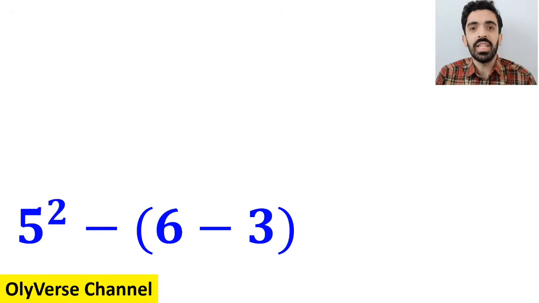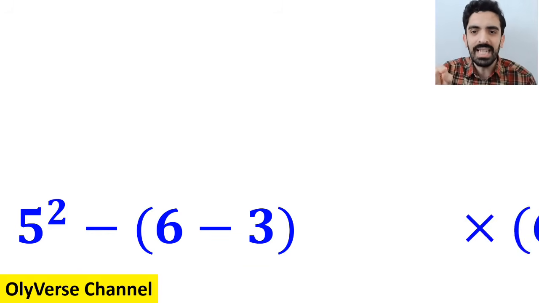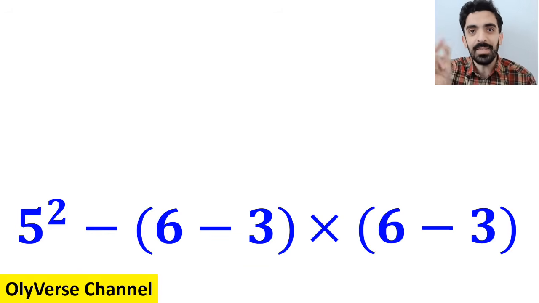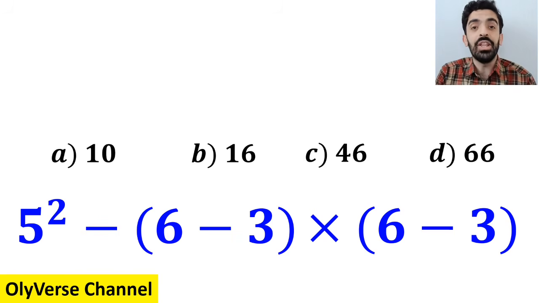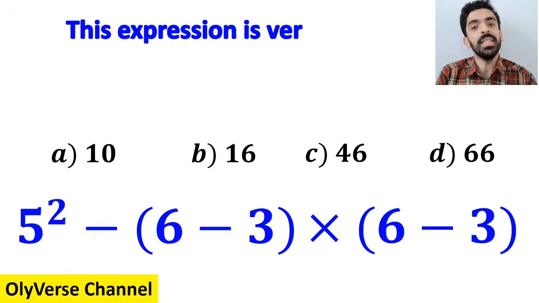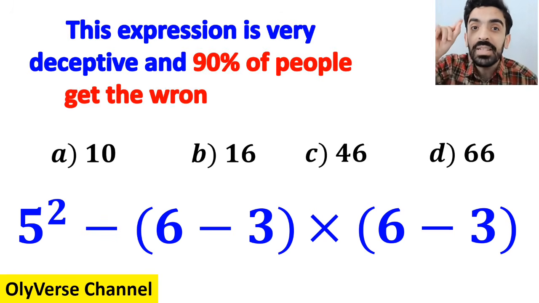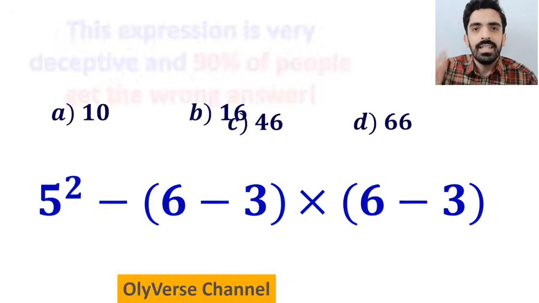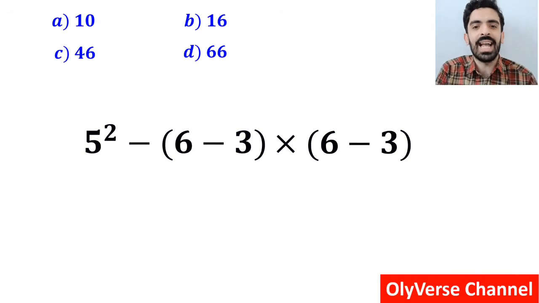What is the value of the expression 5 squared minus (6 minus 3) multiplied by 6 minus 3 inside the parentheses again? Which option do you think is the correct answer to this question? This expression is very deceptive and 90% of people get the wrong answer. Let's go step by step and solve it together.